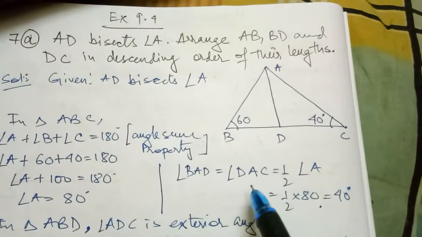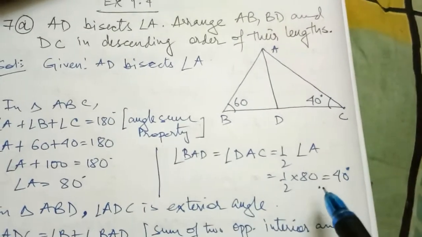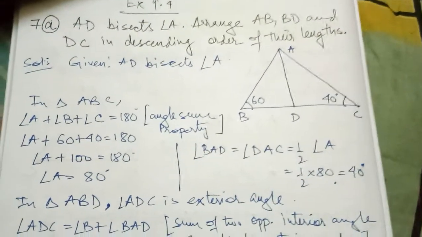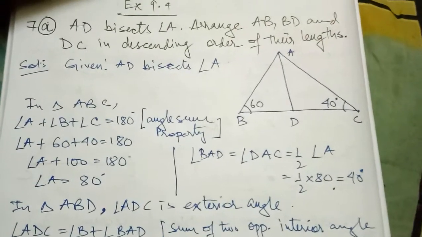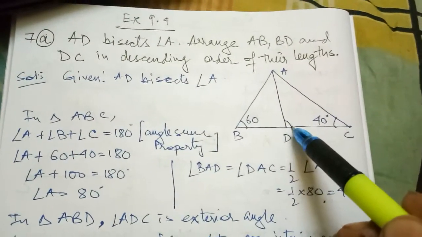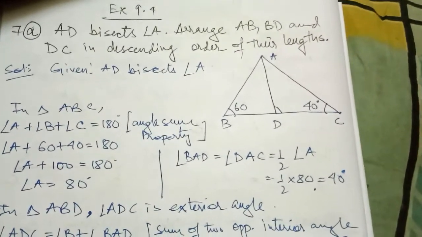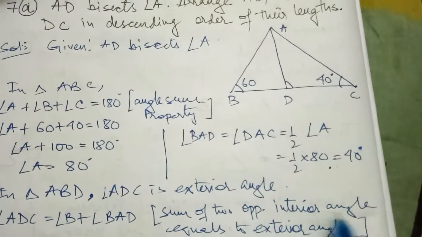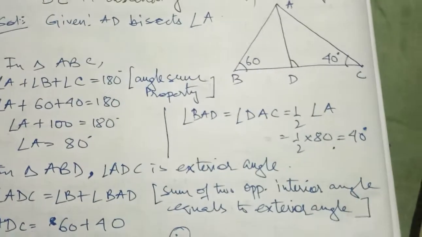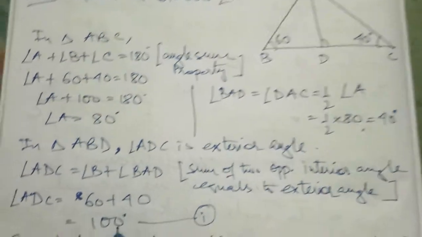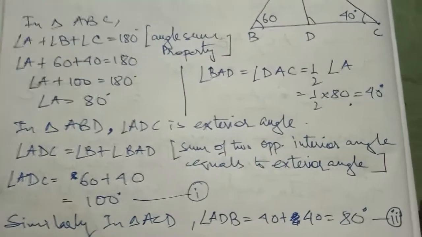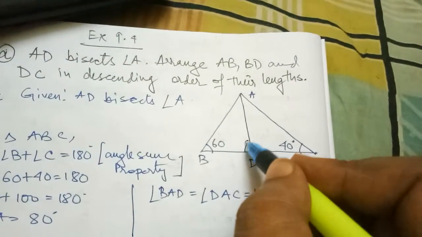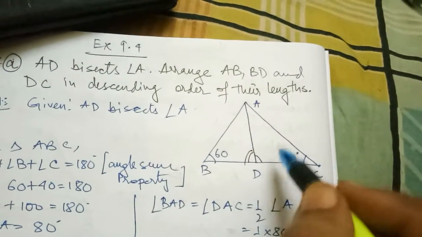So I have written angle BAD equals angle DAC equals half of angle A. That means half of 80 is 40 degrees. Now in triangle ABD, what can we write? Angle ADC is the exterior angle for this triangle. Now from here, we have written that the sum of two opposite interior angles equals the exterior angle. Then from here, the ADC value came out to be 100 degrees. Now similarly in triangle ADC, if this is the exterior angle of this triangle, then definitely this angle and this angle adding up will form this angle only.